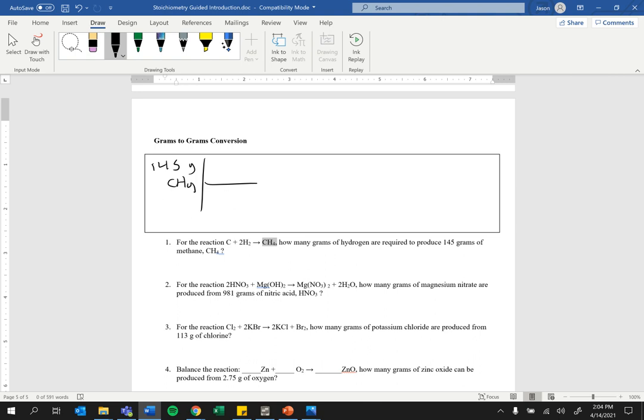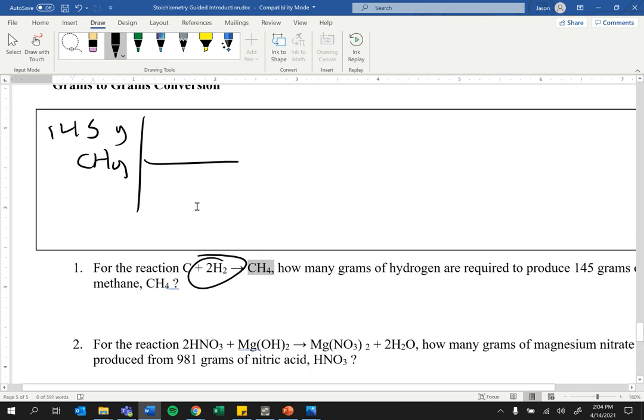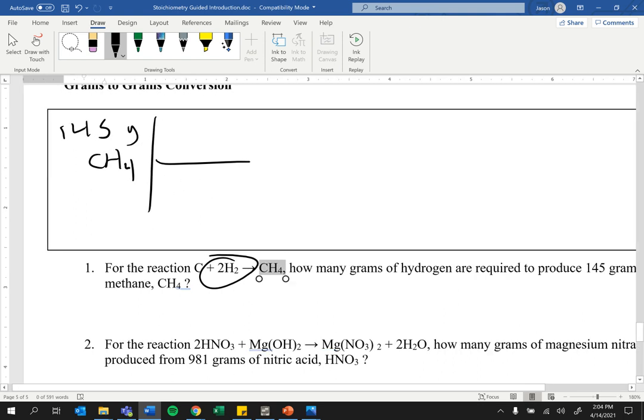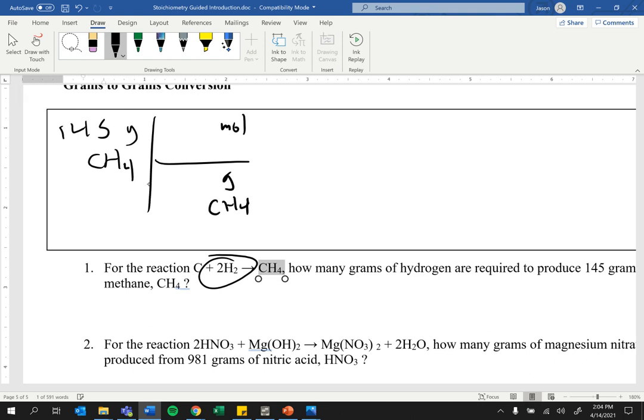I'm going to go from grams of CH4 to grams of H2. I need to convert to moles because these molecules are going to react in terms of their number of molecules, not in terms of the number of grams. This is something we'll learn about in class through some labs. We always have to convert to moles. And so I'm going to go from grams of CH4 to moles of CH4. If I add up 1 C and 4 H's in the periodic table, its molar mass is about 16. So for every 16 grams of CH4, I have 1 mole.